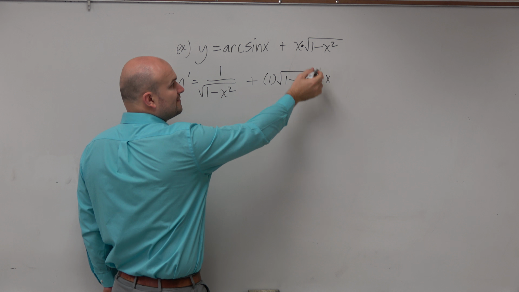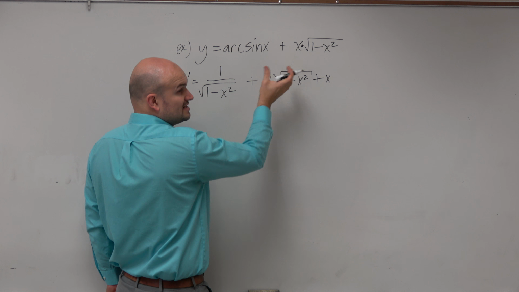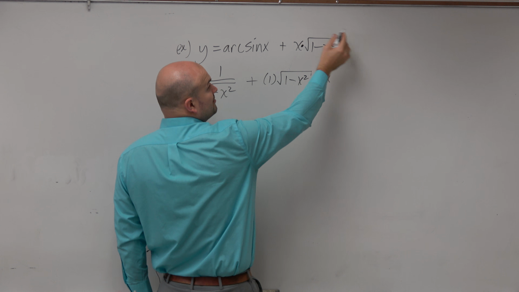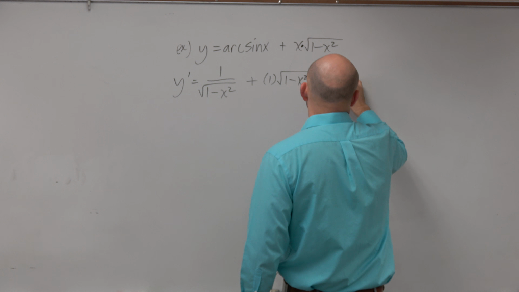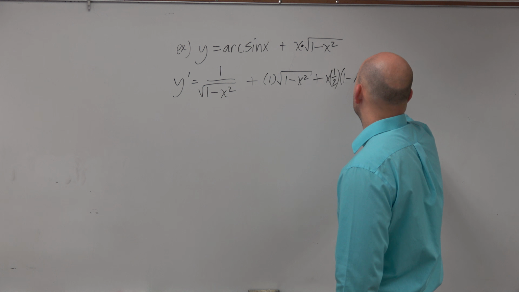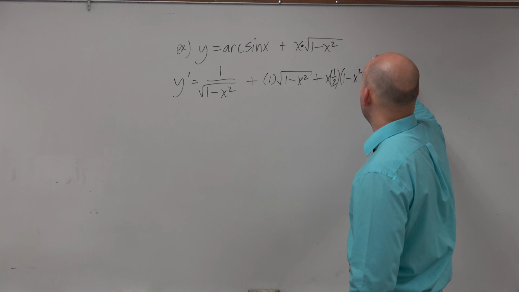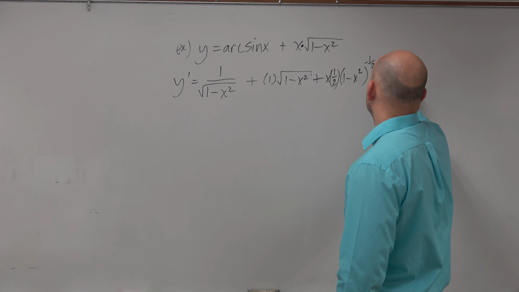So therefore, so now I have x, and then I'm going to multiply this times the derivative. So you guys got to think chain rule. This can really be rewritten to the 1/2 power. So I'd bring the 1/2 down, right? Times the inside, subtract 1/2, times the derivative of the inside, negative 2x.